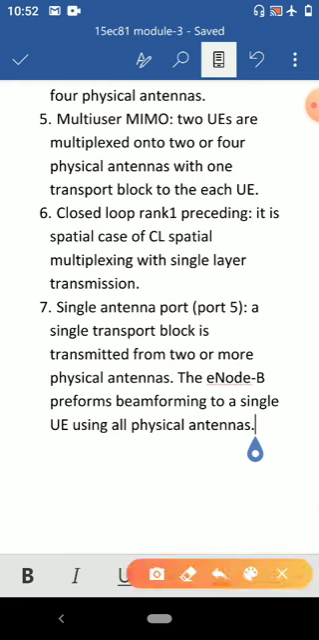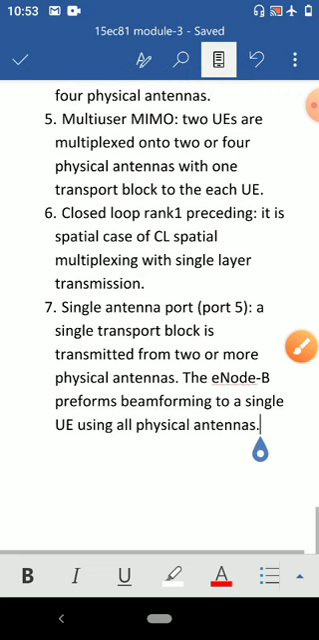Next, closed loop rank 1 precoding. It is a special case of the closed loop spatial multiplexing with a single layer transmission, that is P cross 1 precoder is applied.